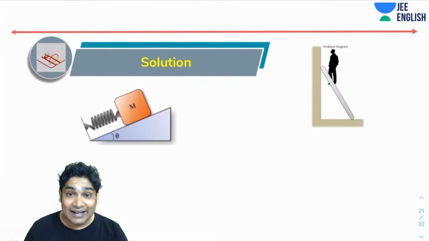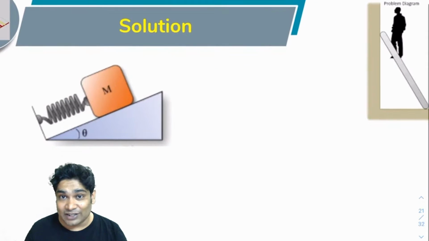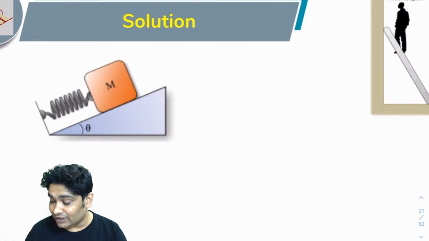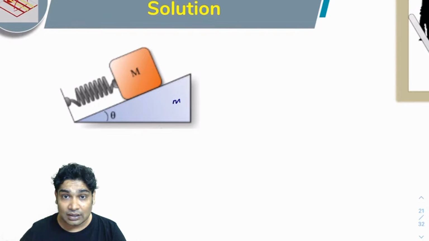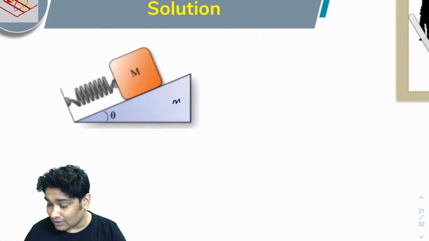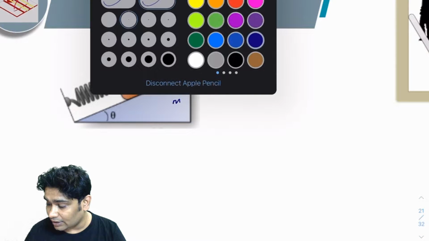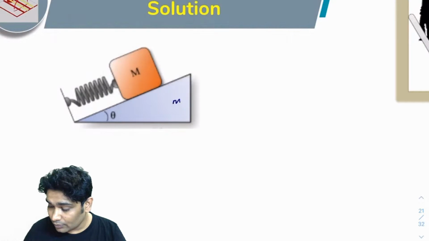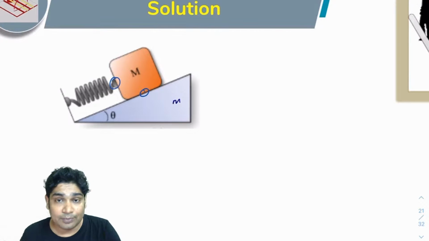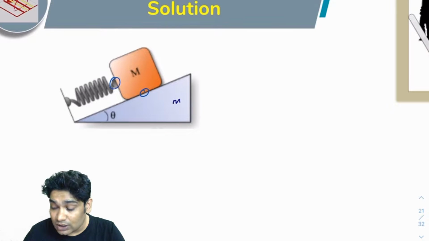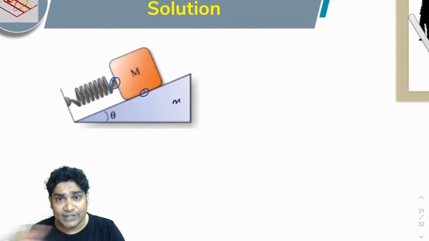Okay. Next, how about the FBDs of these two? So let's draw the FBD of this and let's call the mass of this as small m for now. When I'm looking at this, what are the contacts that this guy has? This guy has a contact here. This guy has a contact here. So I can see only two contacts. Now this force could have been a push or a pull both. Now I will just assume a direction.